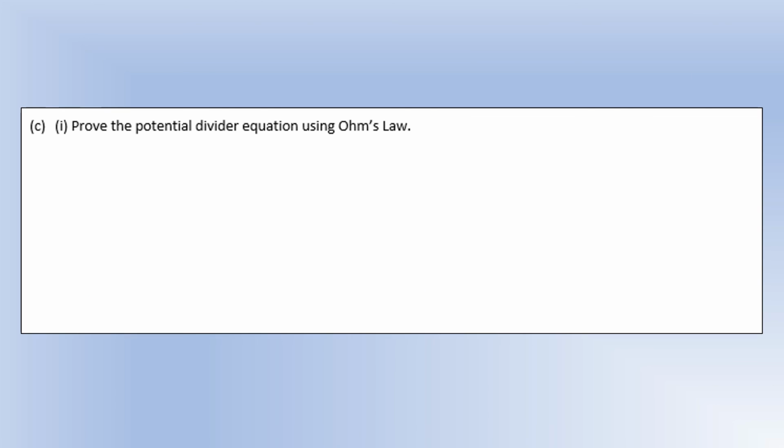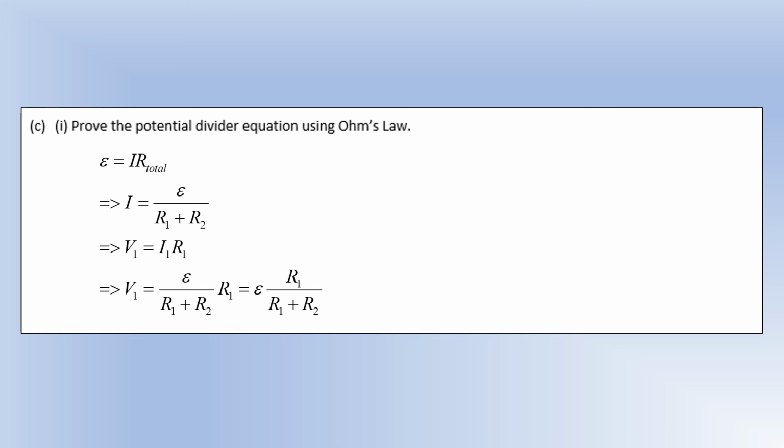So what we're going to do is now have a look at the potential divider equation and actually show where it comes from. So the potential divider equation is what you can see at the end: the potential difference across resistor 1 is equal to the EMF multiplied by resistor 1 over the total resistance. So this is an equation for a potential divider with two resistors in it. But it comes from Ohm's law. So the first thing we're going to do is get an expression for the current in terms of the EMF and total resistance. Then we're going to use Ohm's law for resistor 1, substitute in the current, and that gives us the equation.